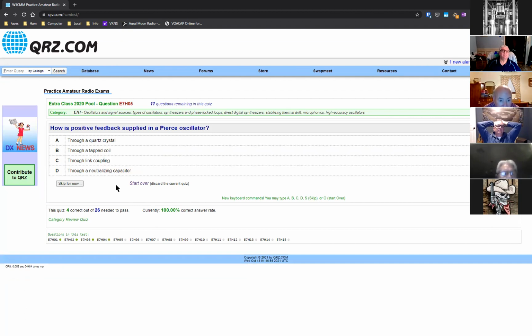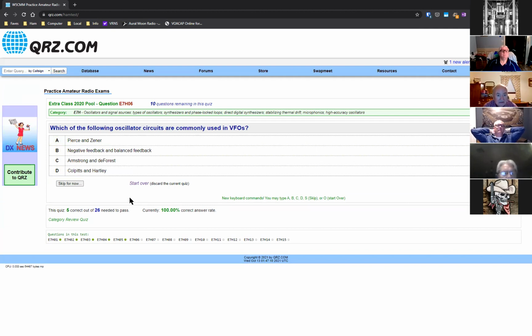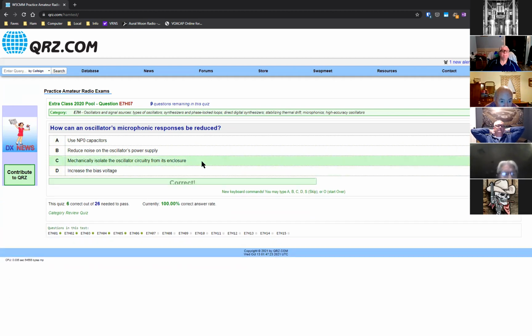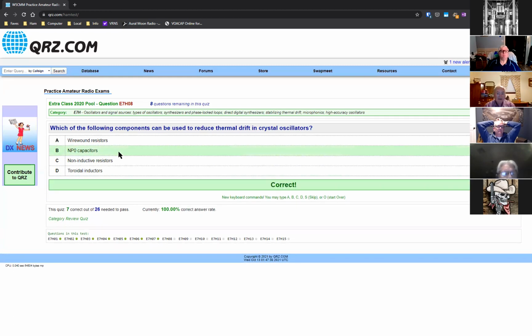How is positive feedback supplied in a Pierce oscillator? So Pierce, piezo, A, the quartz crystal. Yeah, quartz crystal. Which of the following oscillator circuits are commonly used in VFOs? D. Yeah, Colpitts and Hartley. How can an oscillator's microphonic responses be reduced? C. Yeah, C, isolated mechanically. Which of the following components can be used to reduce thermal drift in crystal oscillators? It's going to be B. Yeah, NPO capacitors.